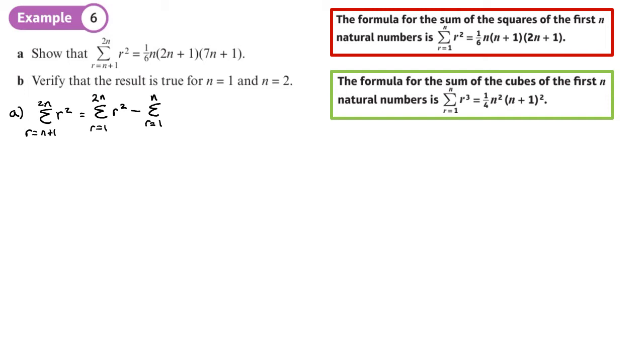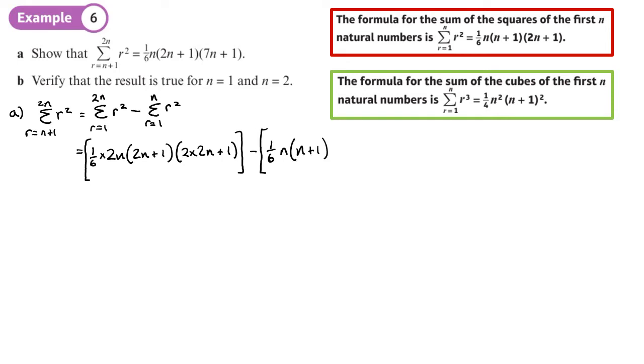So the next thing that we do is we substitute n into the formula. For the first one, it's going to be 1/6 times 2n, because this goes up to 2n, and then in brackets 2n plus 1 times 2 times 2n plus 1. So be careful here when you're putting that in. That's the first bit. Minus, now we're just going from 1 to n of r squared, so that's going to be 1/6. This time we're only going up to n, so it's basically the formula, like this.